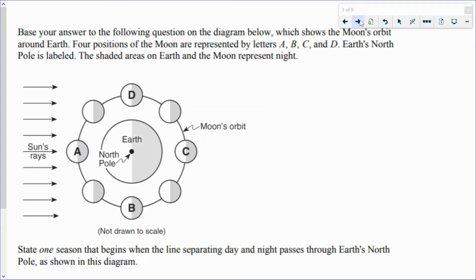All right, so this gets a little more confusing because once you're at the end of the year, you've already studied the moon too. And if you look at this diagram, you've got the Earth, and you've got the moon, and you've got the sun. Here's the North Pole labeled for us. What's one season that begins when the line separating the day and night? The season that begins is either going to be spring or fall. So this is a short answer question. You would write down spring or fall.